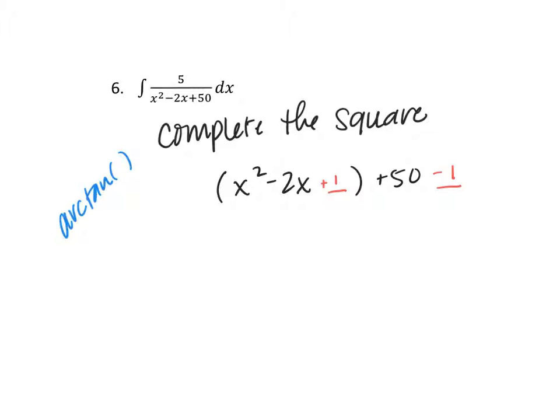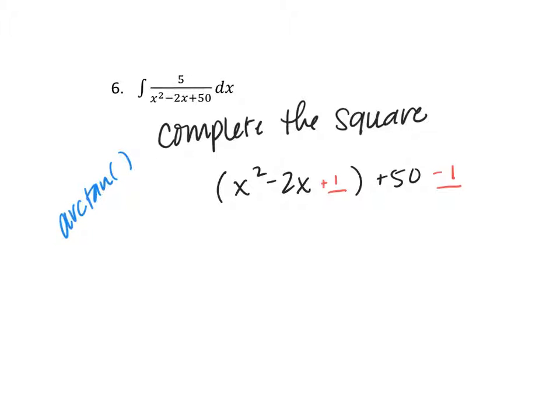Subtract 1. Remember, you want to add 0. I don't want to change my problem. Just want to change the way it looks. So we're going to add a strategic 0. Just like when you're simplifying a radical. Like when you've got a radical in the denominator, you multiply by a strategic 1. We're going to add a strategic 0.